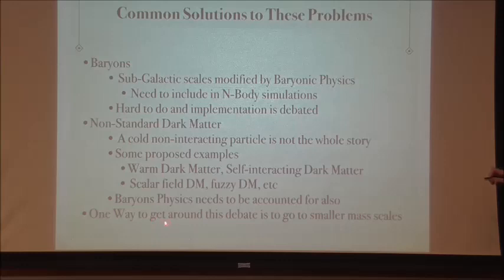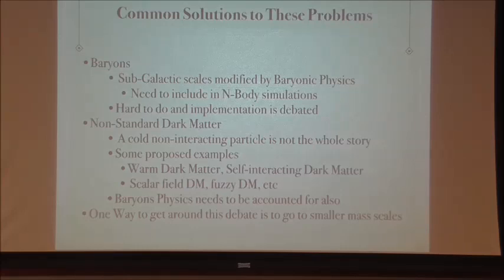And so what I've been trying to do to get around this debate is basically, let's go to smaller mass scales. Let's go to smaller mass galaxies. The reason why this should work is because in smaller mass galaxies, you have fewer stars, so there's less of a chance for baryons to make an effect. And if there is some non-standard dark matter, it can make a big effect here, and you can potentially observe it.